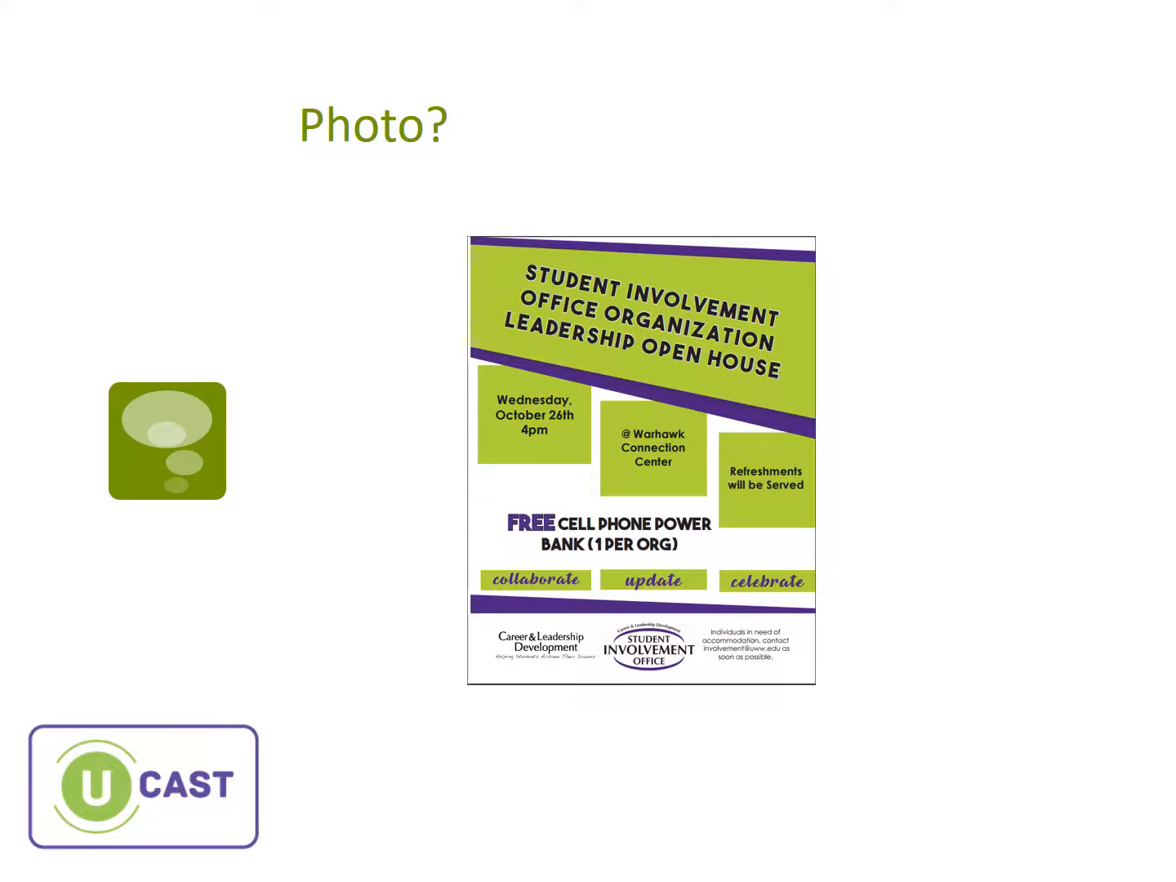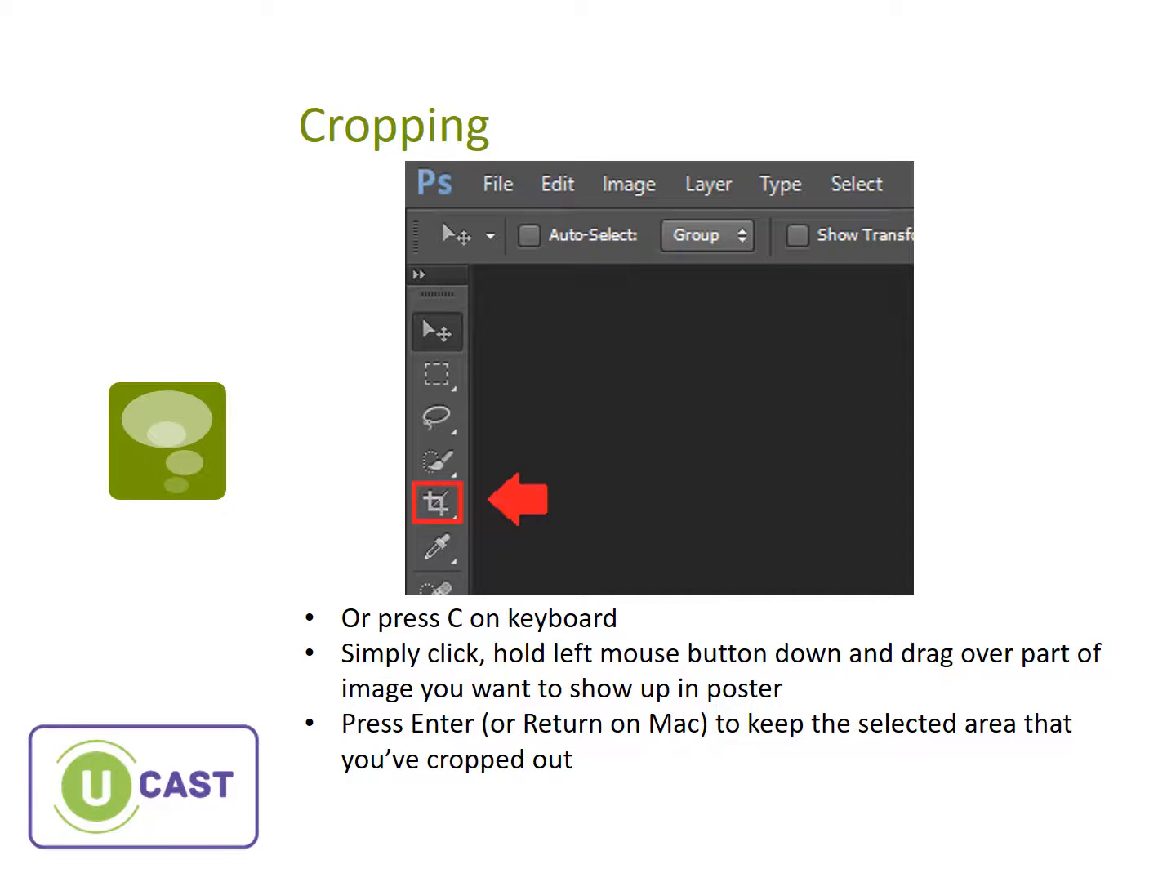So, you have a photo that you really want to use for a flyer, for a marketing poster for your organization. There's a lot going on in the photo, and you'd rather just have a few faces or a certain building only appear in the photo. You can do this by using the crop tool in Photoshop, simply by clicking this icon from the tool panel, or by pressing C on your keyboard. You are now in cropping mode. Then simply click, hold the left mouse button down, and drag over the part of the image you want to show up in the poster.